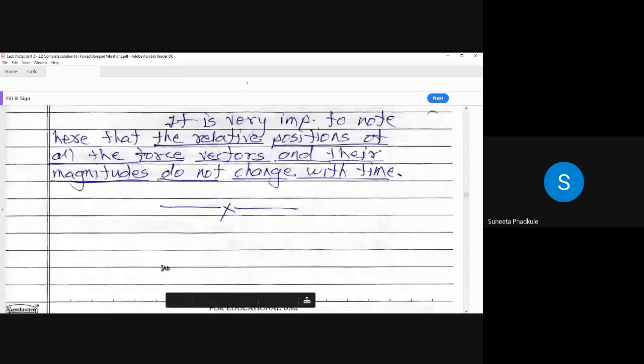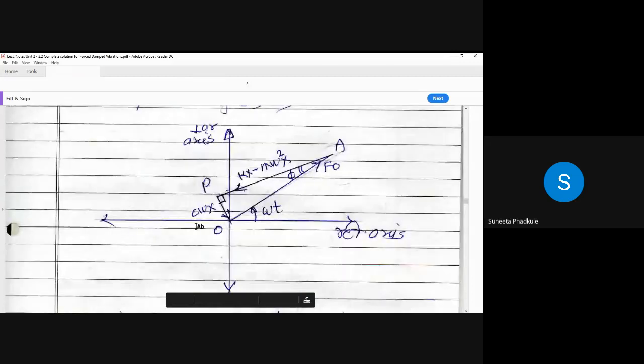We have found out the values of x and phi. So we have considered this triangle. This is spring force. This is the external acceleration force F0. This is the vector representing spring force minus inertia force, that is kx minus m omega square x, and this is the vector representing damping force c omega x.